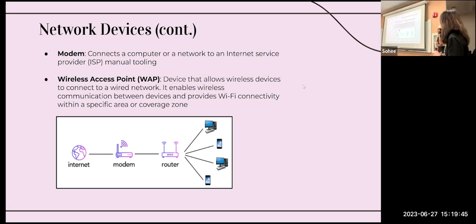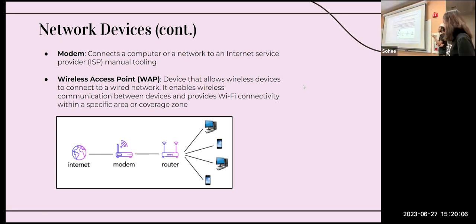And then we also have a wireless access point, and this device allows wireless networks to connect to a wired network. It enables wireless communication between devices and provides Wi-Fi connectivity within a specific area or coverage zone. So yeah, it's very simple. It just allows wireless devices like your laptop to connect to a wired network.